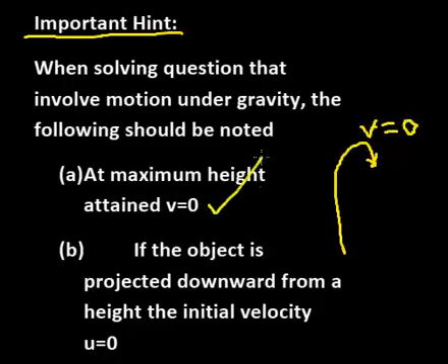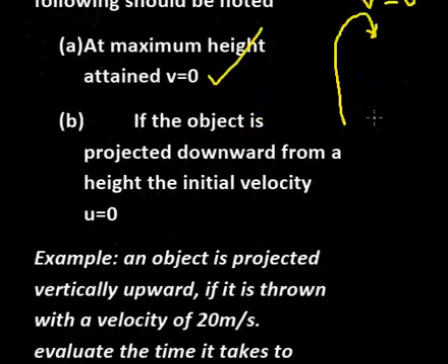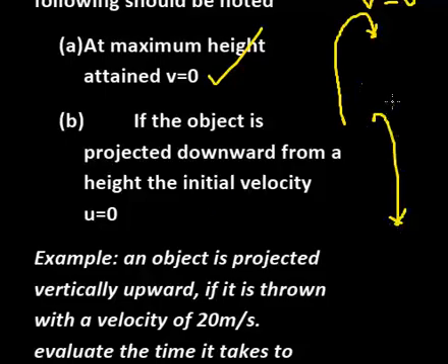So please take note of that. If the object is projected downward from a height, let's say you're not throwing it up, but rather you release it to fall. At that point where the object is being projected to fall, it is at rest, so the initial velocity is equal to 0 at the height of projection. So please take note of that.